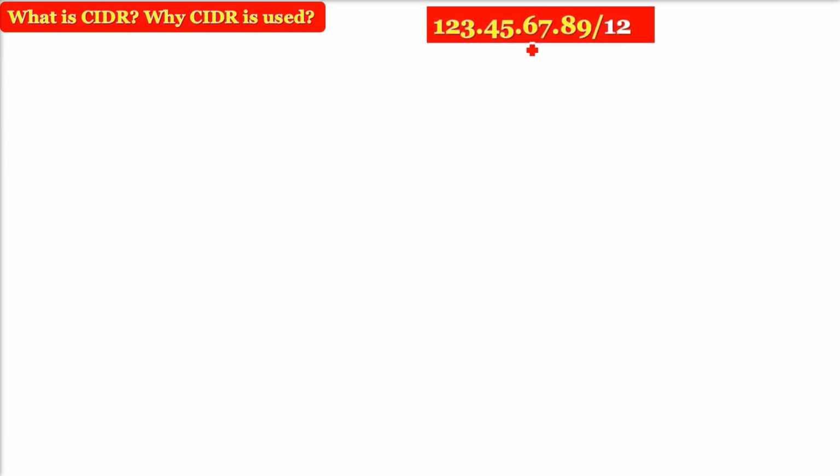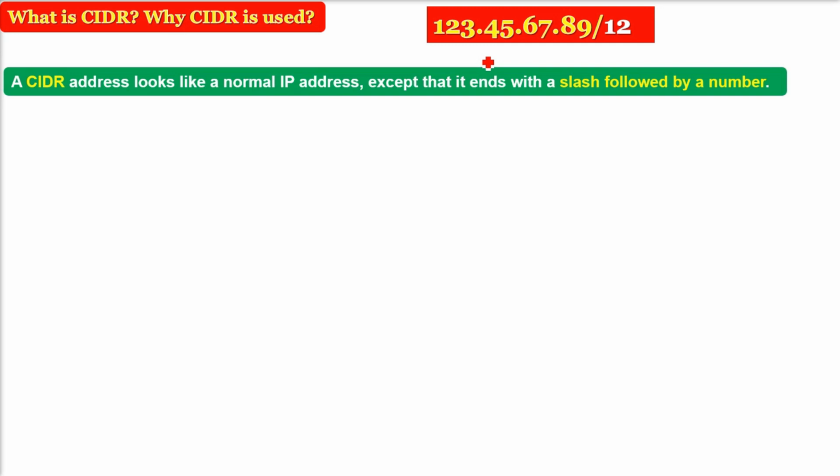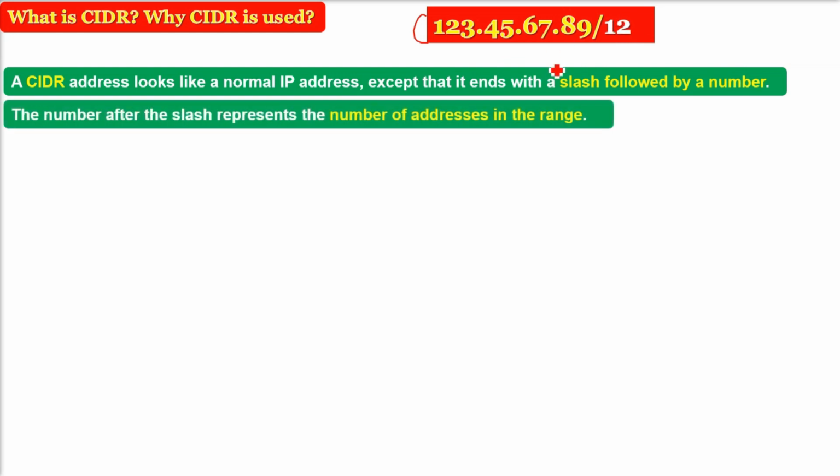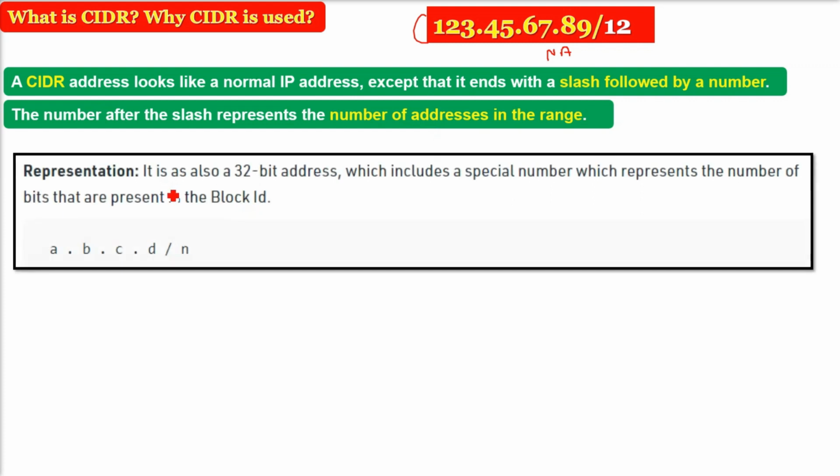So this address is a CIDR address. This is also IPv4, so this CIDR doesn't look different. It is just like a normal IP address. The only difference is that it ends with a slash followed by a number. So the number which comes after the slash, what is it representing? It tells you the number of addresses in that range.